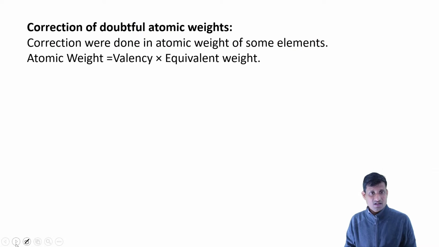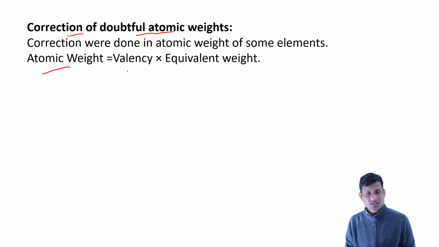Another great thing he did was the correction of doubtful atomic weights. At that time atomic weight was calculated by this method: valency into equivalent weight. This is from Faraday's experiments, which we are familiar with.